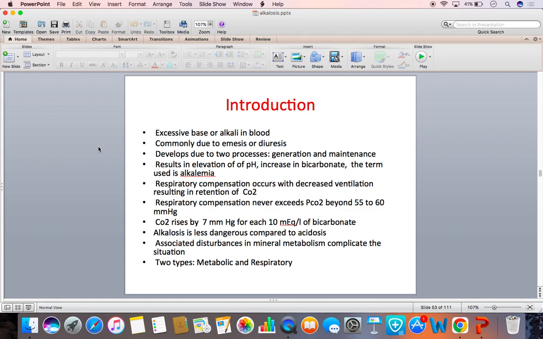Well, carbon dioxide rises 7 mmHg for each 10 milliequivalents of bicarbonate. Alkalosis is less dangerous compared to acidosis. Alkalosis is associated with disturbance in mineral metabolism, which complicates the situation. What is the mineral metabolism that complicates the alkalosis? That is hypokalemia and hypocalcemia. As such, alkalosis has two types, as I told you: metabolic alkalosis and respiratory alkalosis.